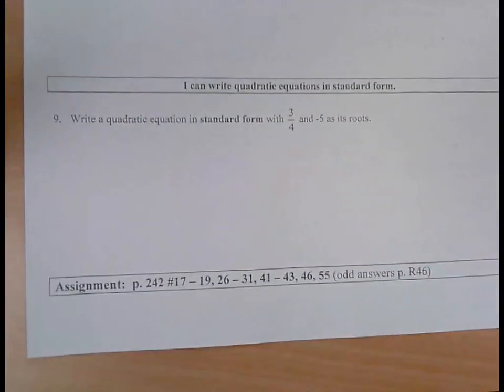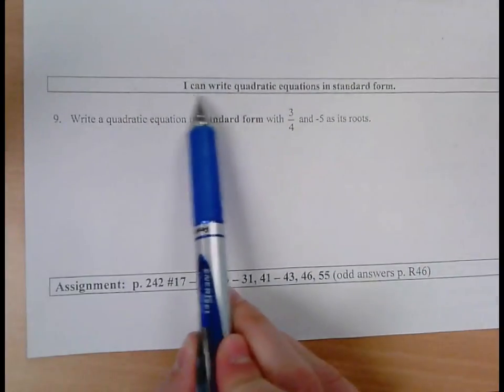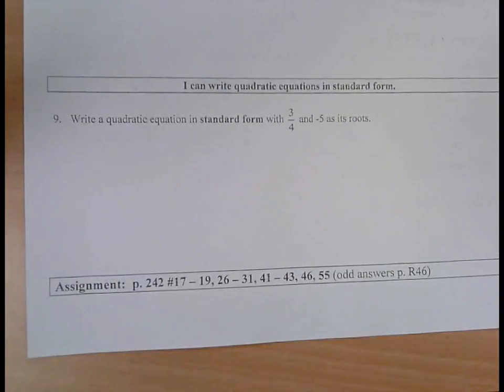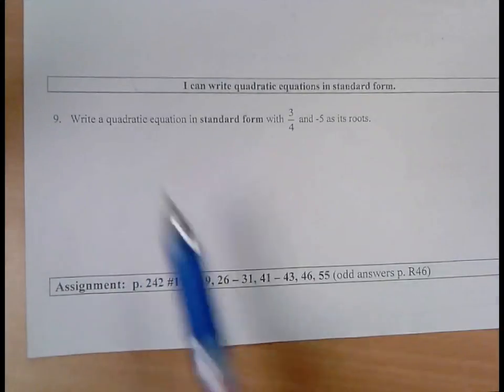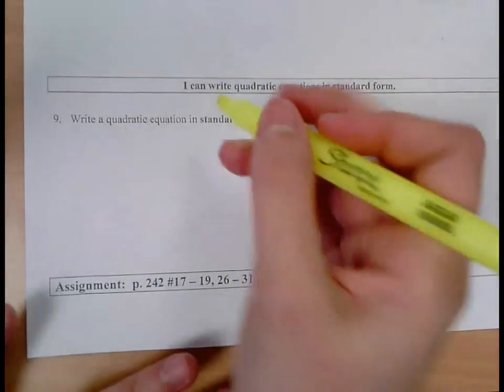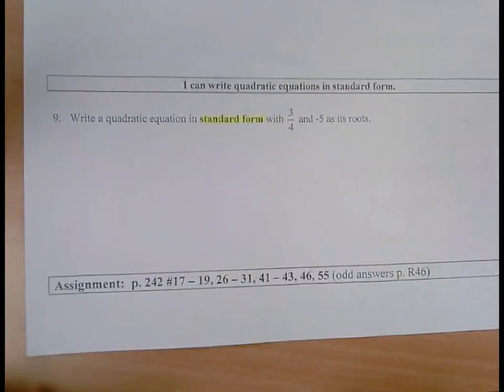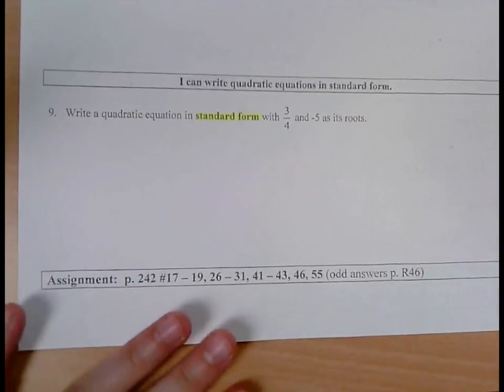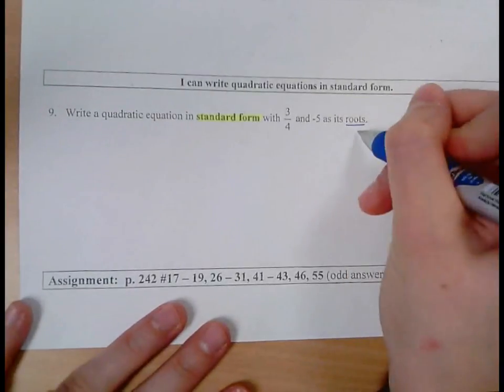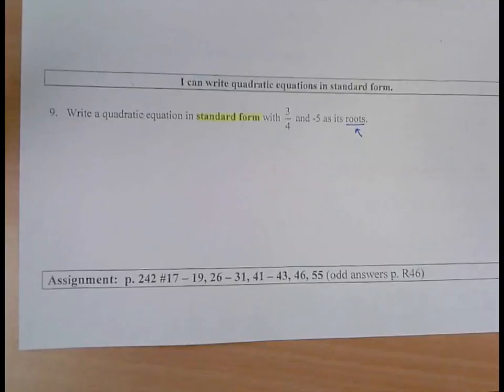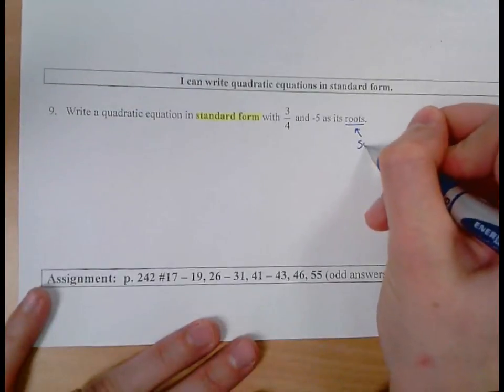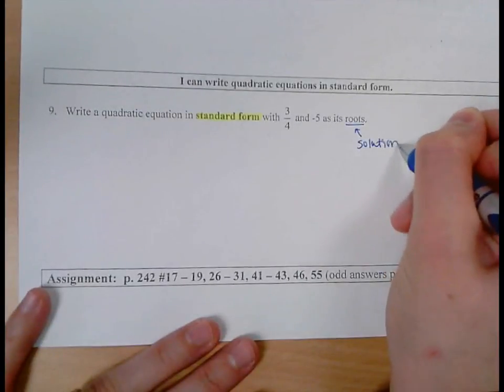So then if we look at number 9, this one is a little different. You can see there's a different goal along with it. So being able to write quadratic equations in standard form if you're given the solutions. So it says write a quadratic equation in standard form with 3/4 and -5 as its roots. Remember, roots is an alternative word for solutions to a quadratic equation.